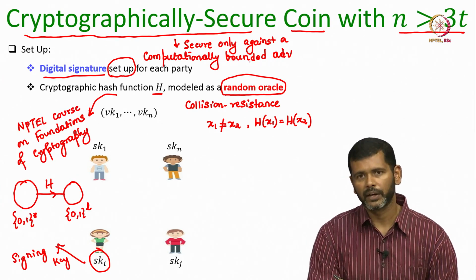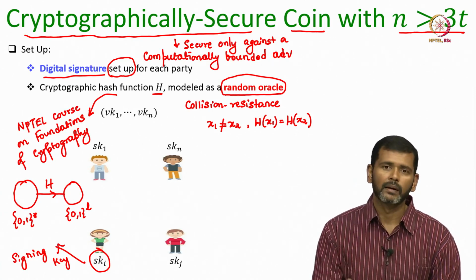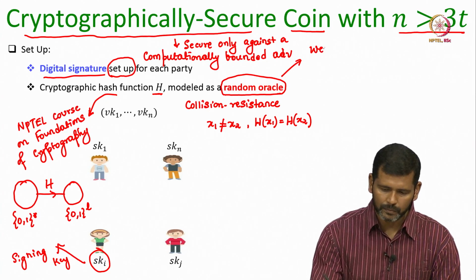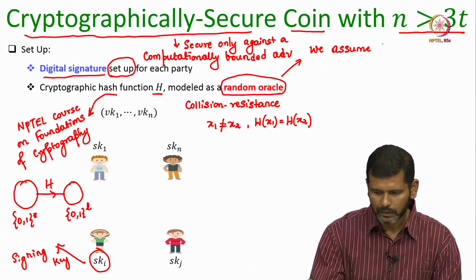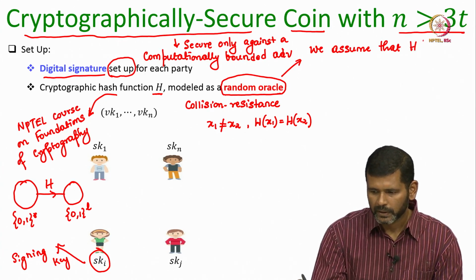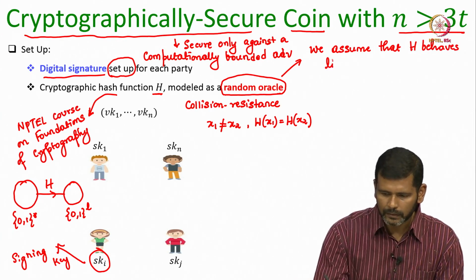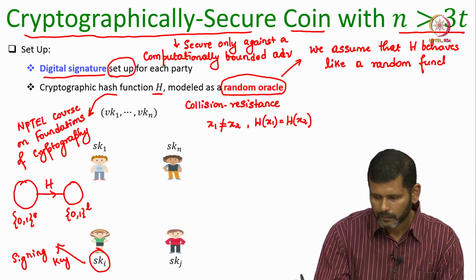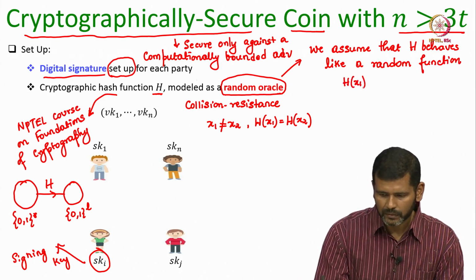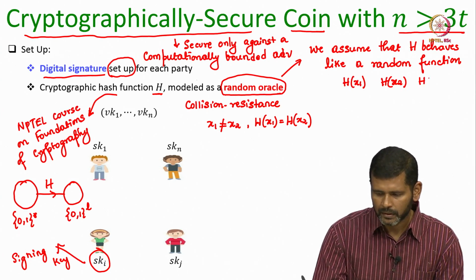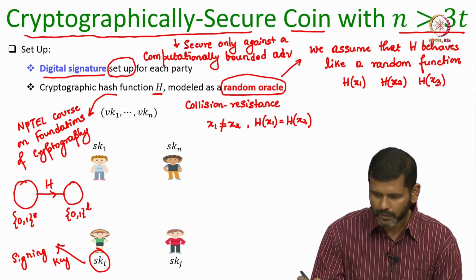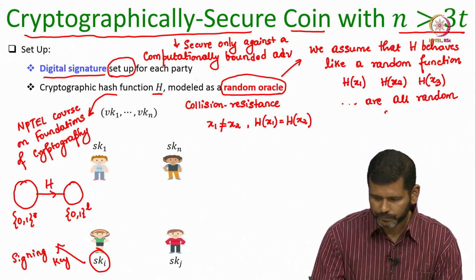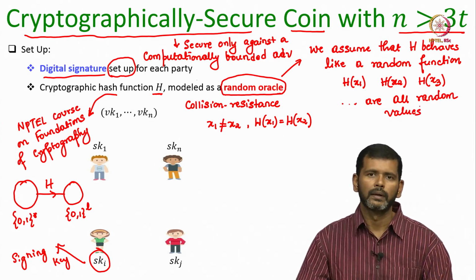When I say that we are modeling the hash function as a random oracle, that also means we are making a very strong assumption regarding the property of the hash function. Random oracle means here that we assume that H behaves like a random function, true random function. That means hash of x1, hash of x2 are all independent, random values. And they are unpredictable.